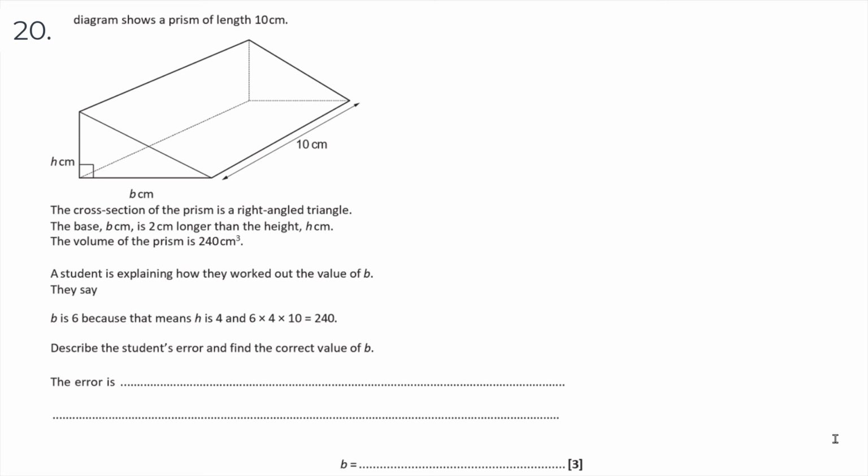Well, what they've done here is a bit of a classic mistake. The front face of this prism is a triangle, and they have considered it to be a rectangle, haven't they?